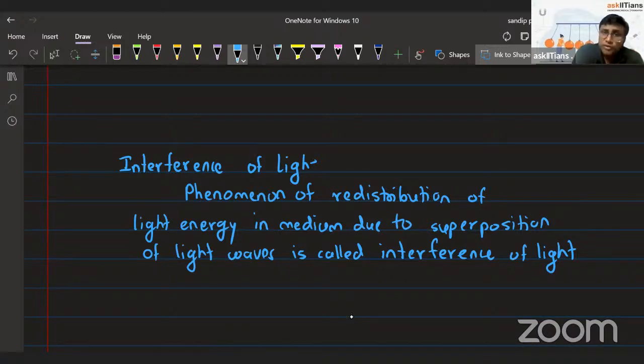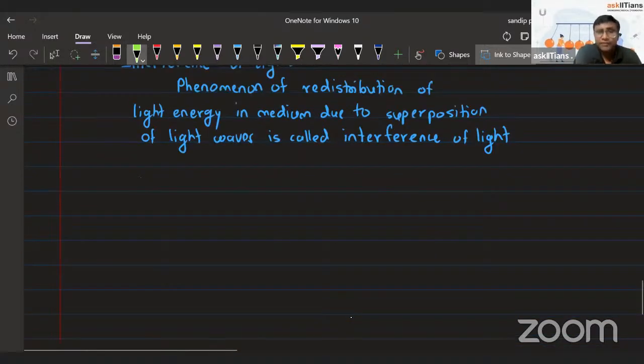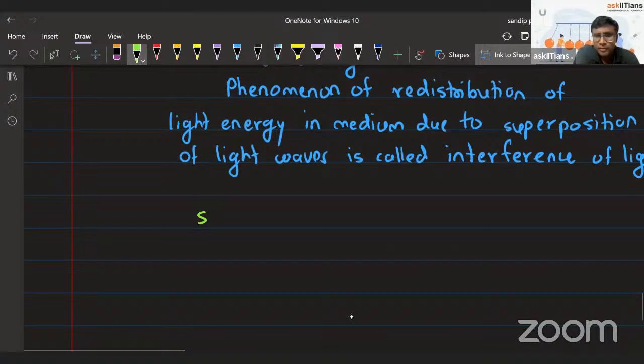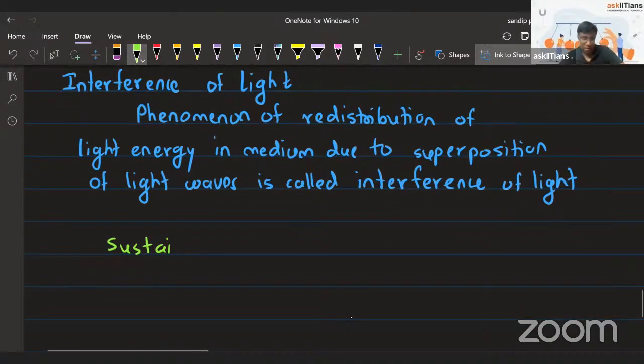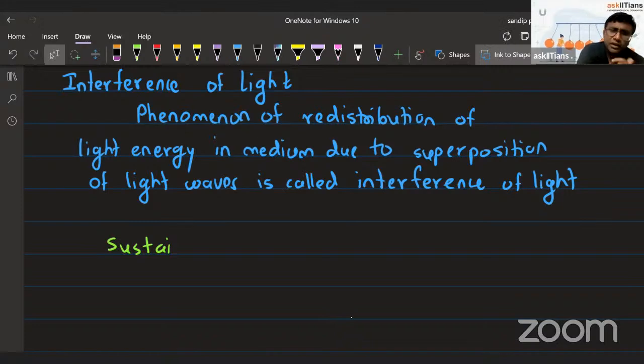Some more terms you need to know in this one, which they can ask as a statement. First one is sustained interference. What is interference? Interference means a superposition of light waves, two or more. Generally, we consider two light waves in Young's double slit experiment, but it could be two or more sources also.